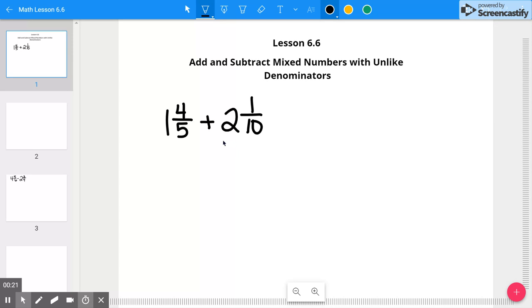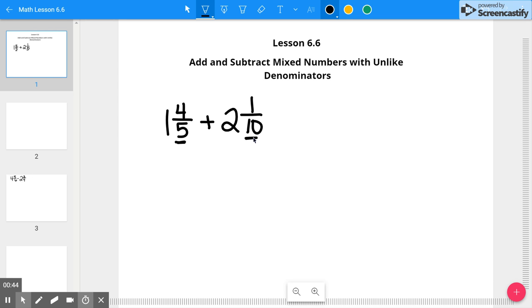So I have this problem, 1 4/5 plus 2 1/10. Well, I can't add them because I have different denominators. I have a 5 and a 10. So I need to first find a common denominator. I need to use the common denominator to write equivalent fractions with like denominators. So I'm going to use my normal steps.